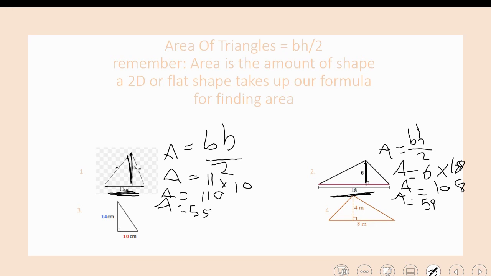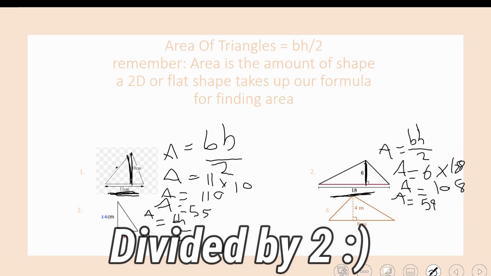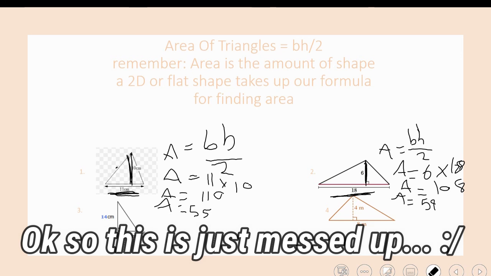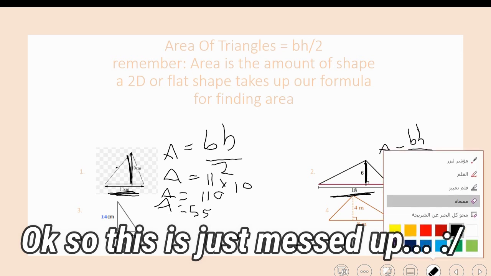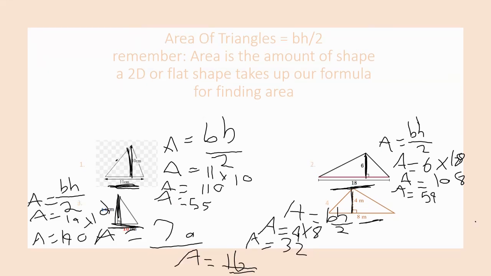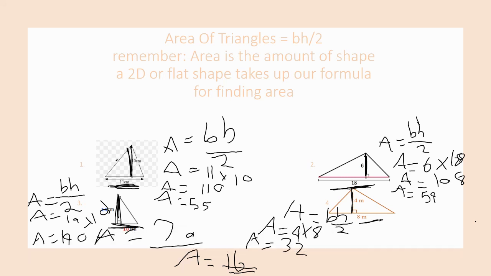So let's write the area. Area equals base multiplied by height divided by 2. So, okay, 14 multiplied. Okay, this is just messed up. I'm really sorry. It's been a really long time since I uploaded a video and I'm not really used to this. I do not know what happened. I think the screen recording automatically stopped, or maybe I manually did it accidentally.